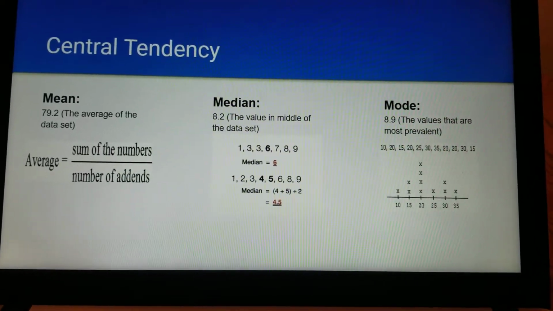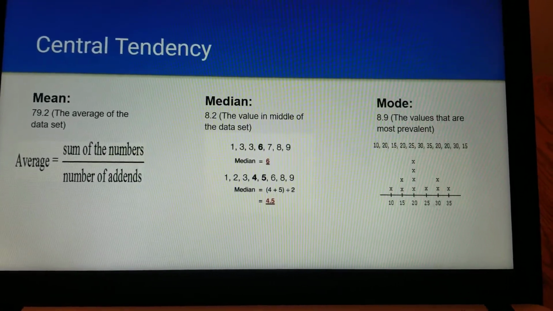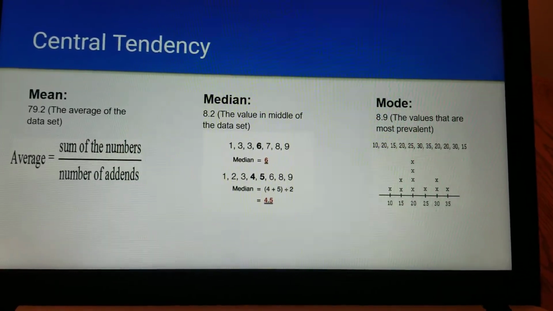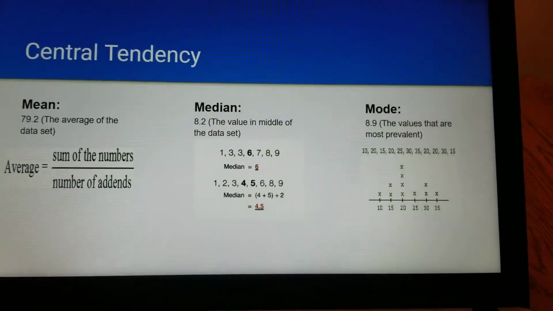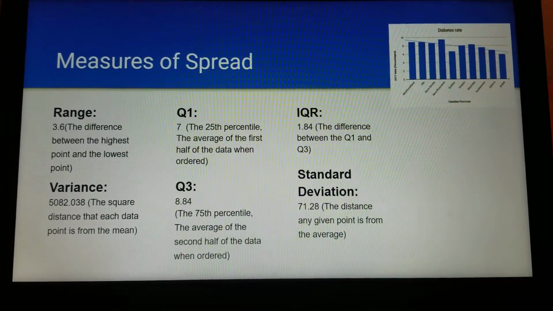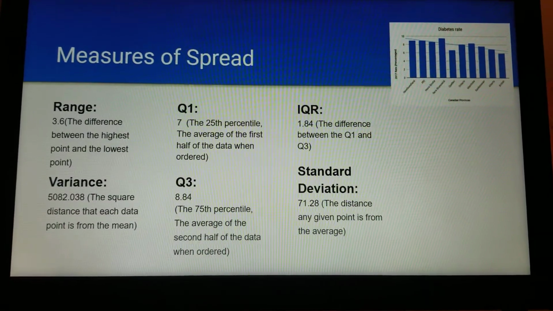So the mean, which is the average of the data set, is 79.2. The median, which is the value in the middle of the data set, is 8.2. And the mode is 8.9, and those are the values that are present the most in the data set. I also have the measures of spread along with a histogram graph in the top corner.